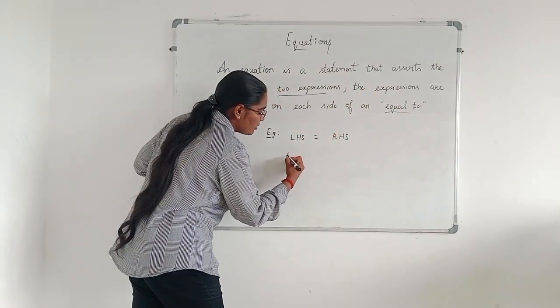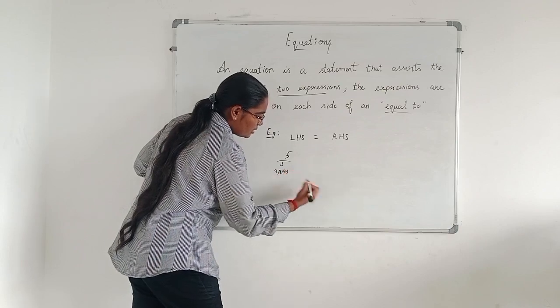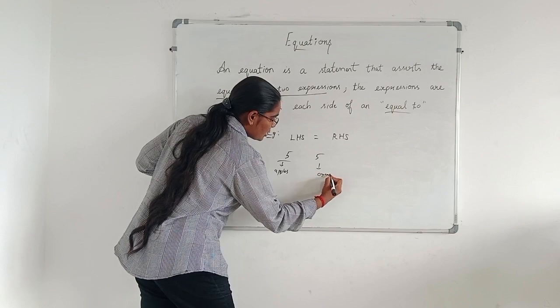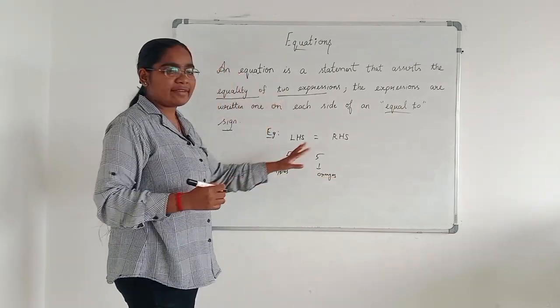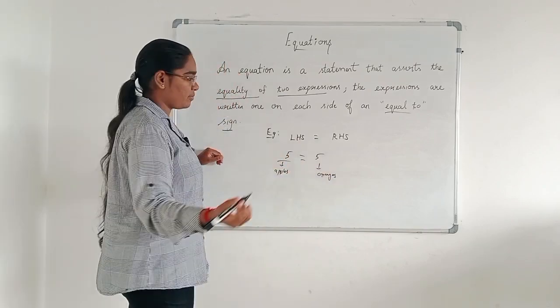For example, there are 5 apples on this side, and 5 oranges on the right hand side. Numerically 5 equal to 5. So this forms an equation.